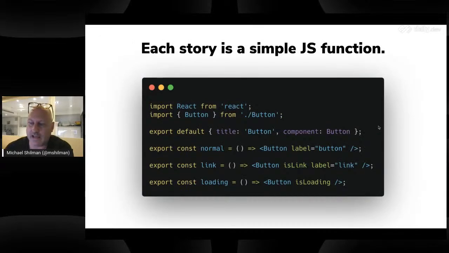A story in Storybook is a simple JavaScript function. So this is a file from Storybook just for a simple button component. We have the title of the component, which is where it shows up in the navigation hierarchy in Storybook. We have the component that we're writing stories for, and then we have a number of key states for that component. This is a button in normal state, linking state, and loading state.